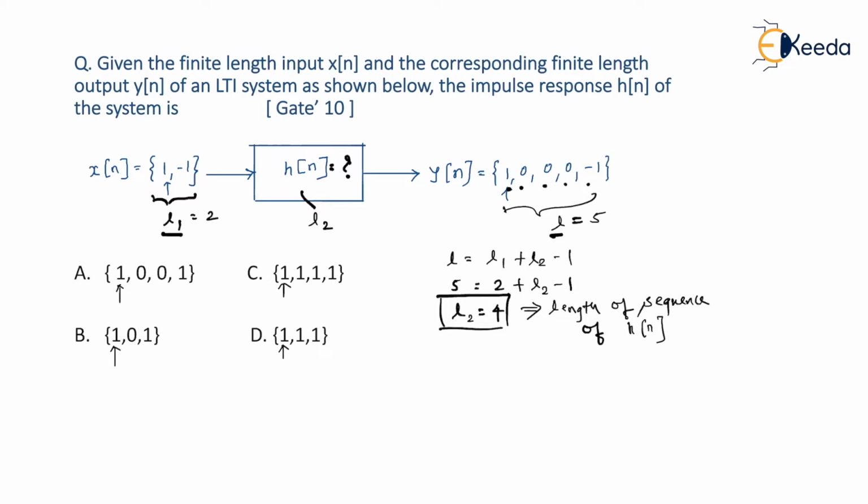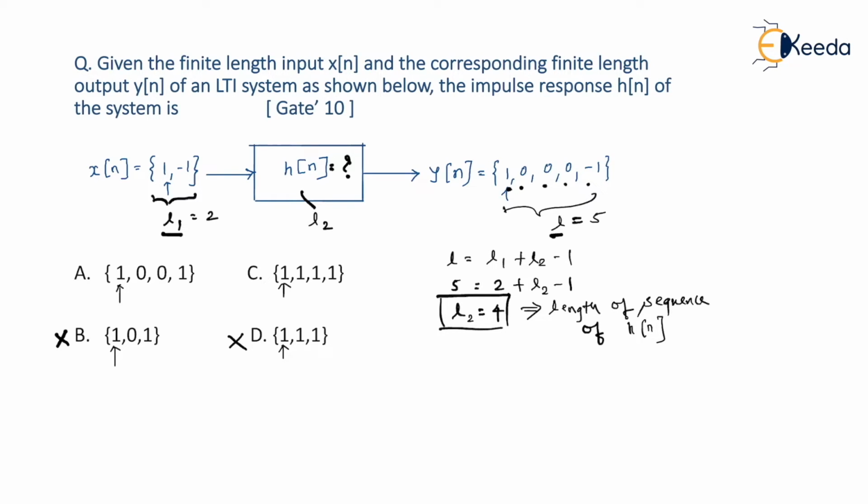We know that this L2 refers to the length of sequence of h of n, meaning that there are a total of 4 elements inside h of n. On the basis of that, I can eliminate option B, because option B says h of n has only 3 elements, and option D also I can cancel. So the competition is between option A and option C. We have to see again which is the correct option out of these.